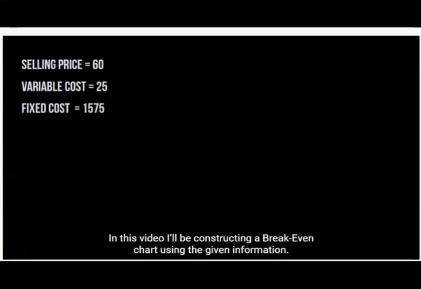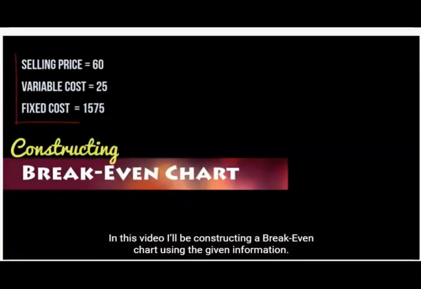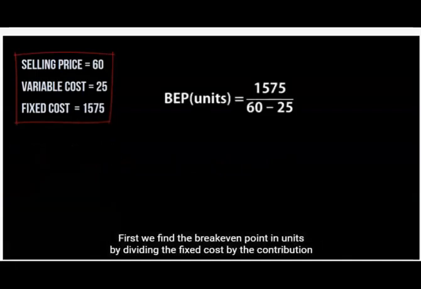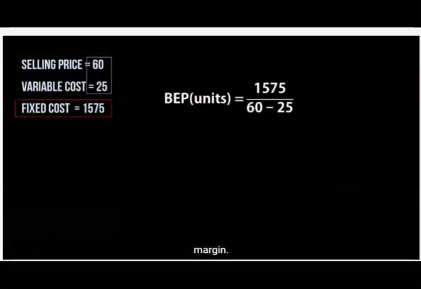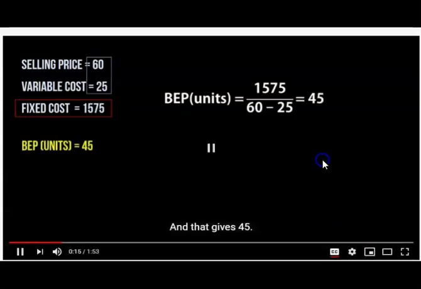Welcome. In this video, I'll be constructing a break-even chart using the given information. First, we'll find the break-even point in units by dividing the fixed cost by the contribution margin, and that gives 45.